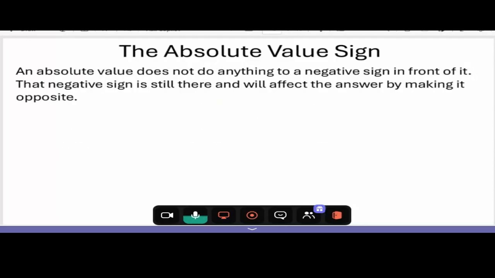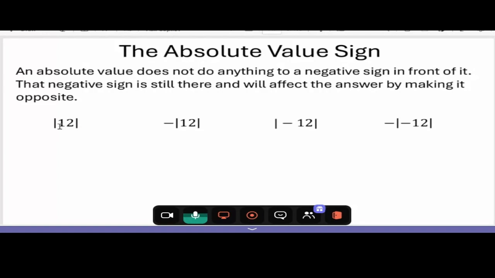All right, now here's where things start to really confuse students. So the absolute value makes whatever's inside of it positive, but it doesn't do anything to the rest of the stuff that's around it. It doesn't magically make everything positive. If there's a negative in front, the absolute value doesn't touch that negative sign. So let's look at some examples here, and these are the common ones that people will get wrong.